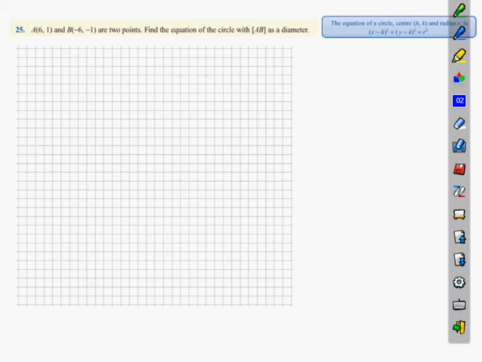It's more or less you just have a diagram here, right? And what Simon's saying is that you have 2 points. Your first point is -6, -1, which is 6 across, 1 down. It's just over here. And then the other one is 6, 1. 1, 2, 3, 4, 5, 6, and 1.